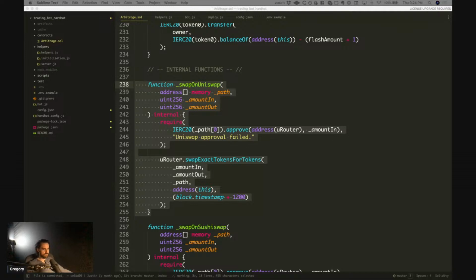Yes, that's correct. If the DEX is based on Uniswap version 2, you do not need to change the code. Well, you need to change the address for the smart contract, but you don't have to change the actual Solidity code. Major update with this code is we're using Hardhat.